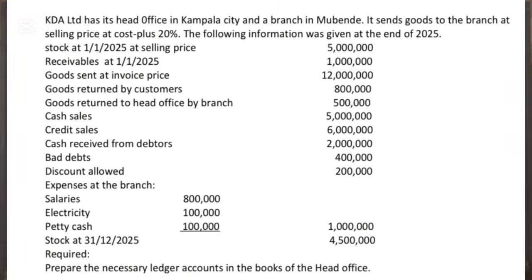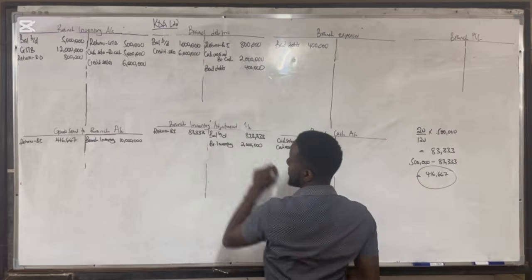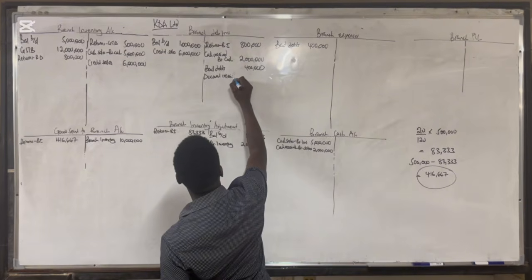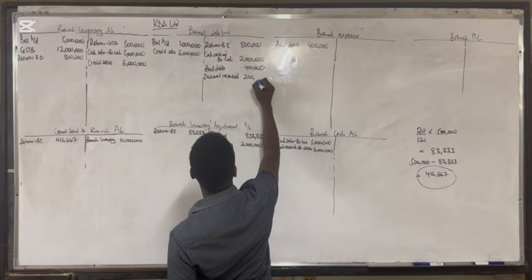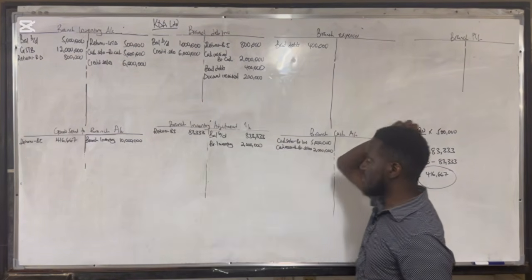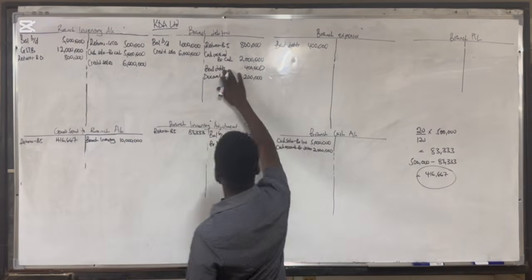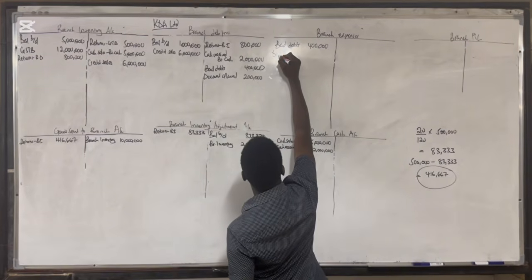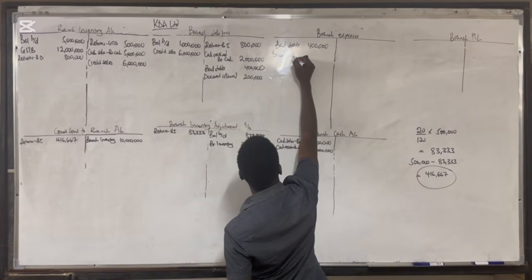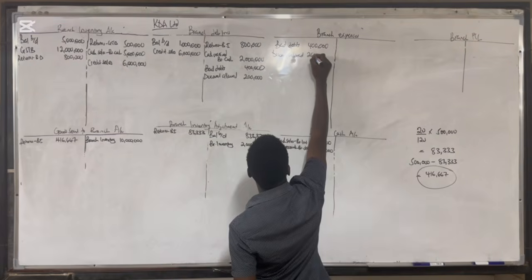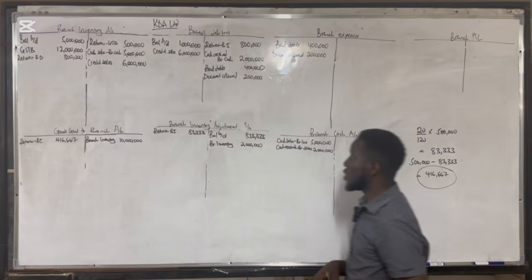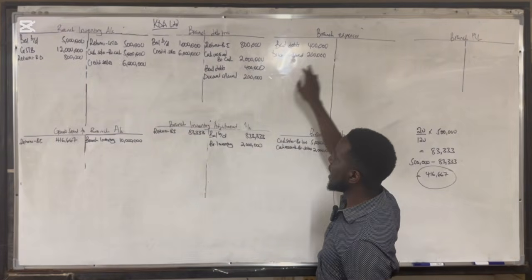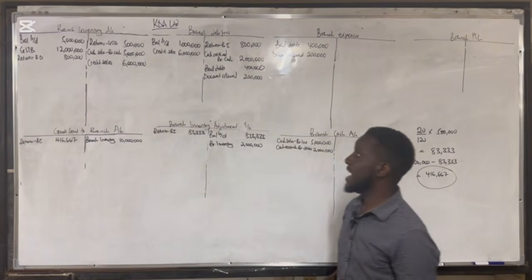Discount received is of 200,000. Now discount received also should be here. So come and say discount received, which is 200,000. Now here we have credited it here. Sorry, it's discount allowed. Then we can say discount allowed as well here of 200,000. So that's how we have entered this discount allowed, because it's an expense. That's why we are debiting it here, and then we are crediting the branch debtors account.